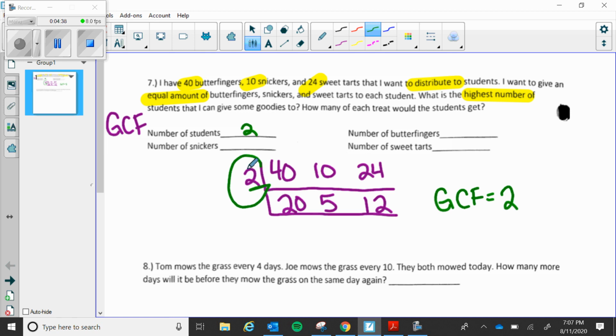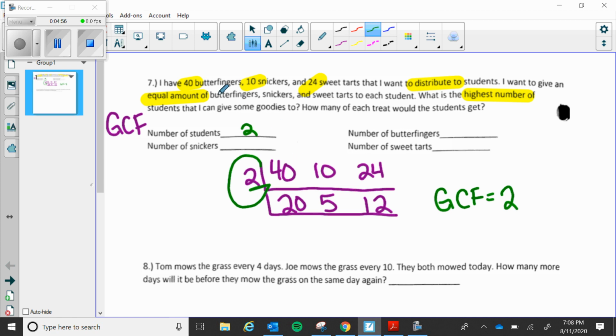This 2 represents the 2 students. It's 2 groups. So that's where we got that 2 from. Now we're trying to figure out the number of Snickers, Butterfingers, and Sweet Tarts. We get those numbers from this bottom rung of the ladder.